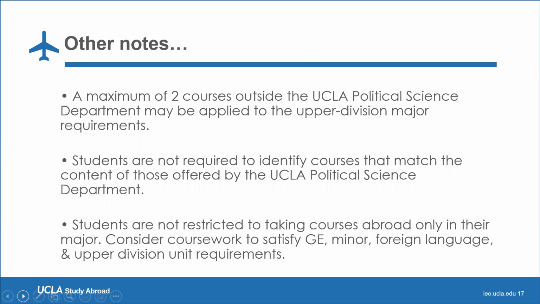There we go. So once again, I did say that a maximum of 2 courses outside the political science department may be applied, but remember, it's for your upper divisions. Students are now required to identify the courses that match the content of those offered by the UCLA political science department, and students are not restricted to taking courses abroad only in their major. That's what I was saying in the beginning.